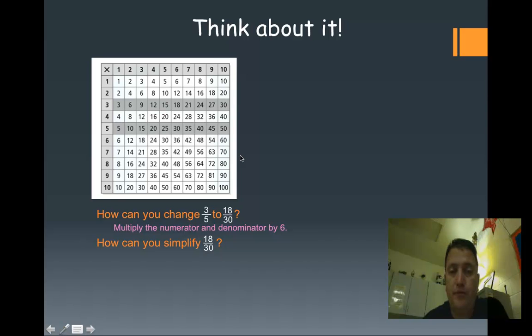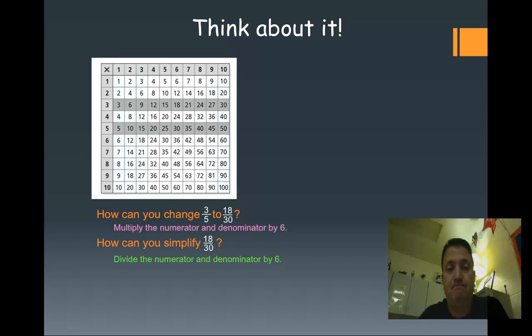How can you simplify 18/30? Well, you can do that by going the opposite of what we just did here. This time we multiply the numerator and denominator by 6. How about this time we divide the numerator and denominator by 6? Works both ways. If you're going to do it to the numerator, you have to do it to the denominator, whether you're reducing or making that fraction with a multiplier.